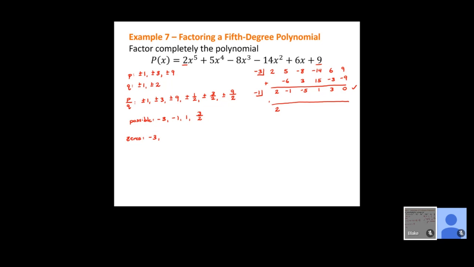So bring down the 2. 2 times -1 is -2. -1 plus -2 is -3. -3 times -1 is 3. -5 plus 3, -2. -2 times -1 is 2. 1 plus 2 is 3, and 3 times -1 is -3 for a remainder of 0. That checks out. So -1 is also one of my zeros.